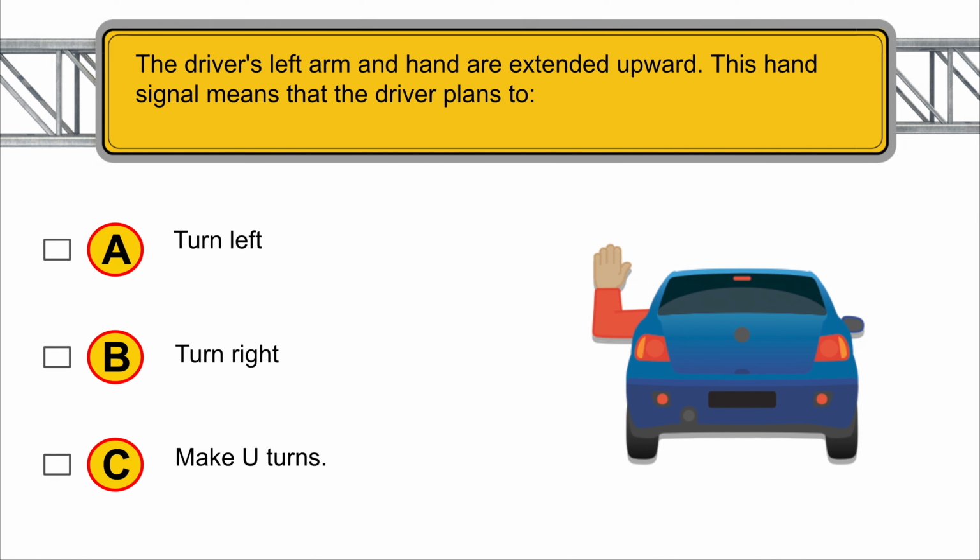The driver's left arm and hand are extended upward. This hand signal means that the driver plans to turn right.